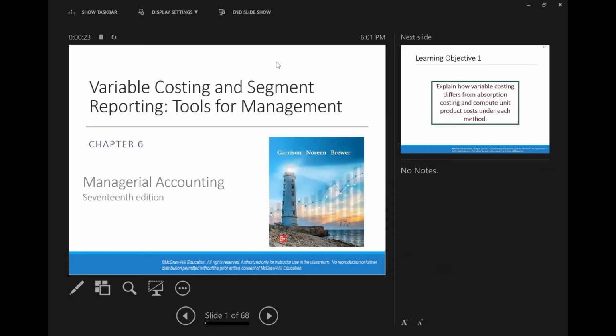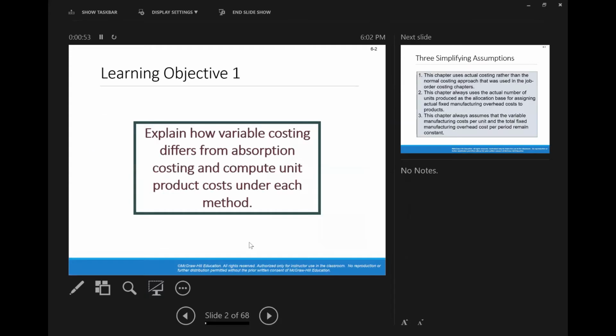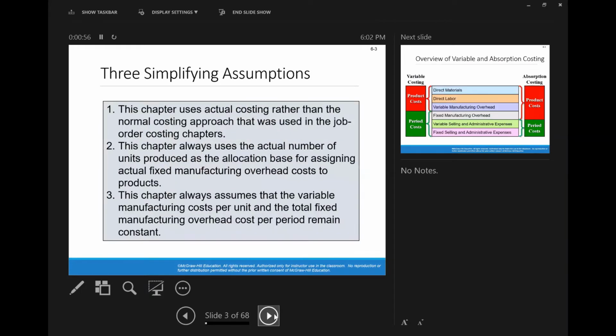Okay, chapter 6. So last week we did a little bit different than what we had been doing for the first 4 chapters. And we looked at the variable costing, looking to see how to take those costs, bring them into your products. And today we're going to do kind of the same thing, but it's a little bit different. We're going to be doing absorption costing and comparing what we did last week to what we're doing this week.